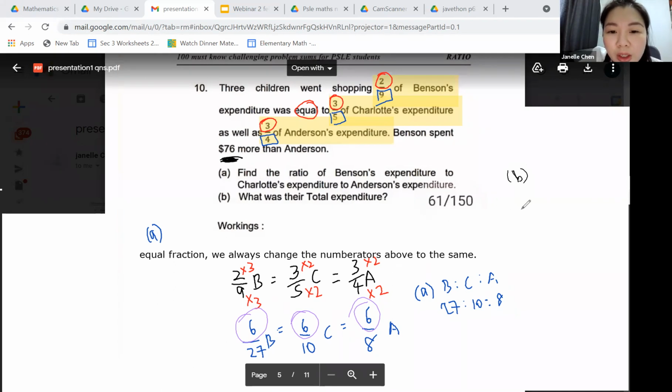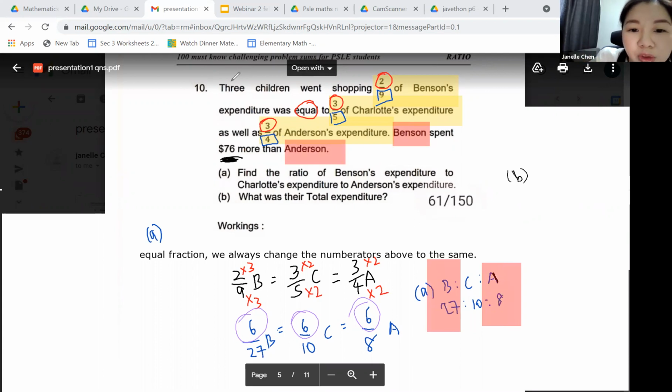So in this case, we have a B and C comparison, B and A comparison. Comparing B and A, the difference is 10 units minus 8 units. So we have 2 units, and these 2 units are supposed to be 76 because they say that Benson spent $76 more than Anderson. Oh, Benson and Anderson. Okay, I read it wrongly. See, this kind of problem you really have to read clearly. So this one is actually Benson and Anderson. So we just look at Benson and Anderson.